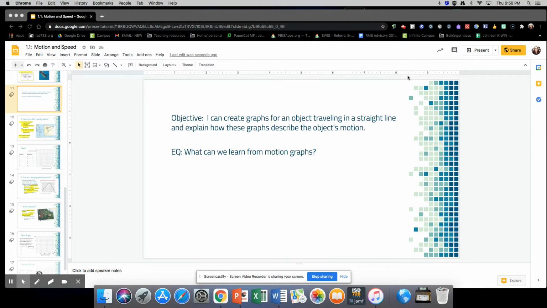Today we're going to be looking at 1.1 notes part 2. What we're looking at here is motion graphing. How can graphs show us the motion of an object? Our objective is: I can create graphs for an object traveling in a straight line and explain how these graphs describe the object's motion. Our essential question is, what can we learn from motion graphs?